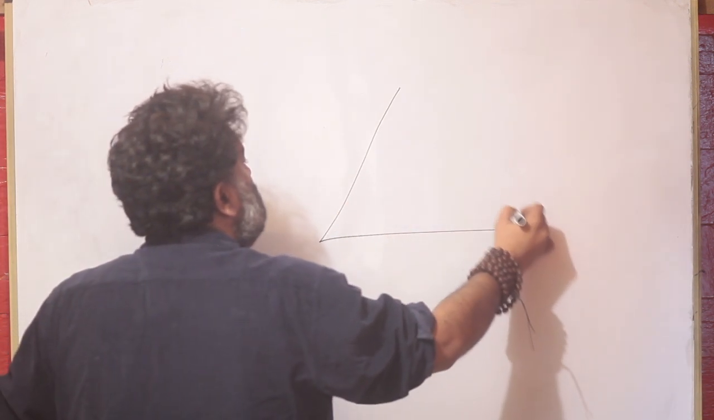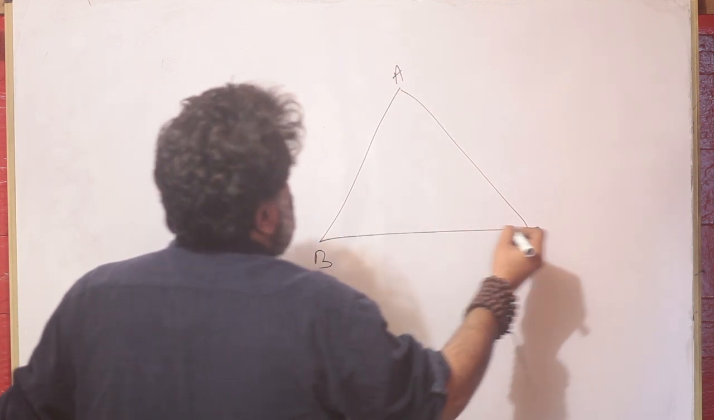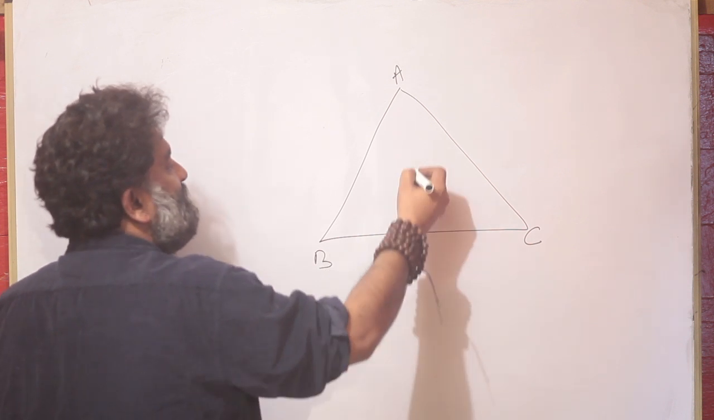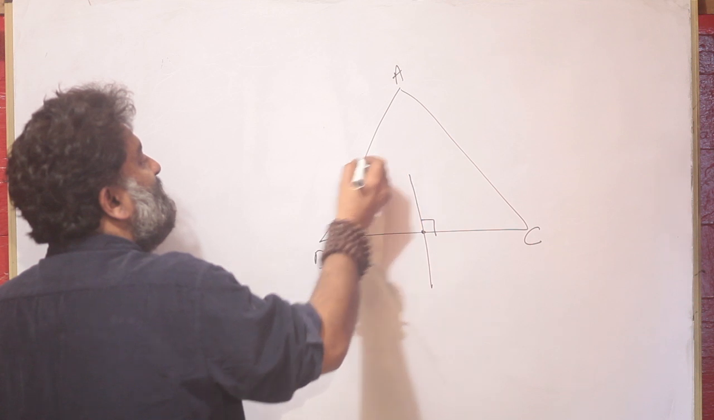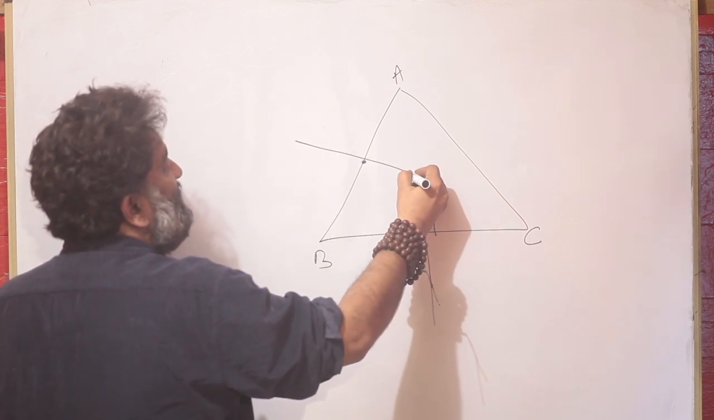So create a general form triangle for yourself and drop the perpendicular bisector. Find the approximate midpoint and drop the perpendicular bisector. Find the midpoint and drop the perpendicular bisector, and let's say they meet at this point.